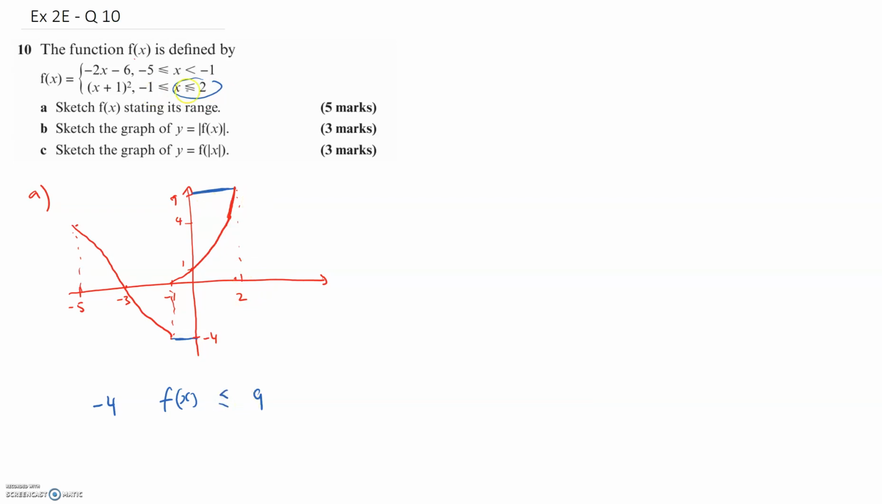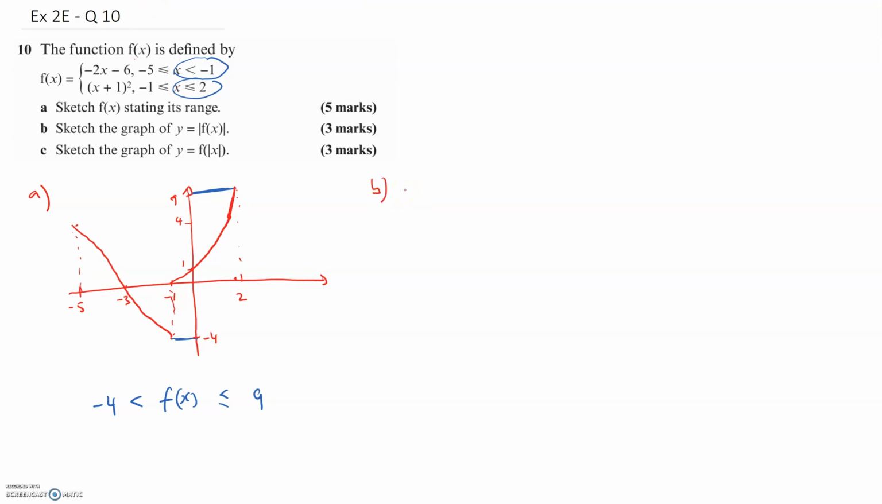Does it include -4? Well, the bit that goes down to -4 is the linear graph, and that doesn't include -1 in the domain. It goes as far as -1, but doesn't include it. So that's not going to be a strict inequality, it's just going to be a less than. So there's the graph, there's the range. The next two parts are quite straightforward.